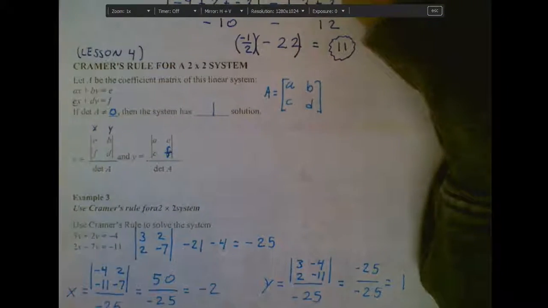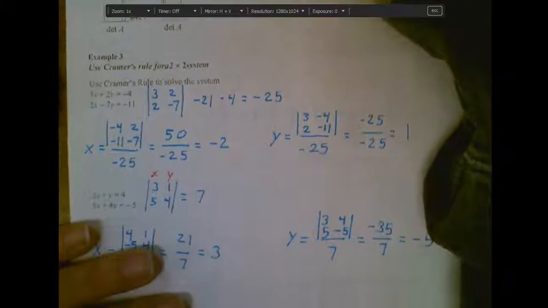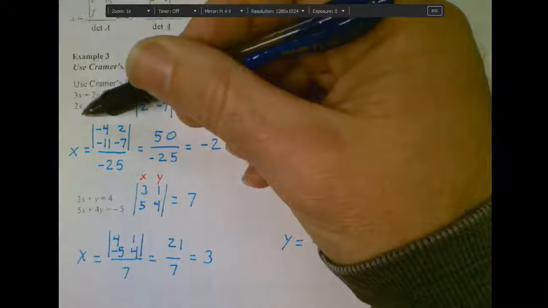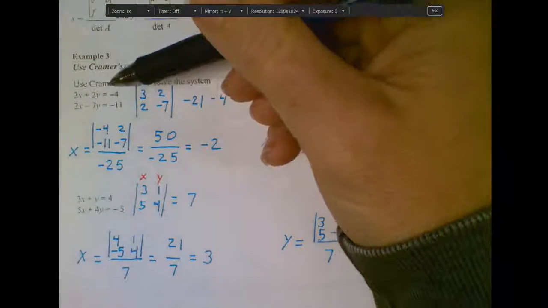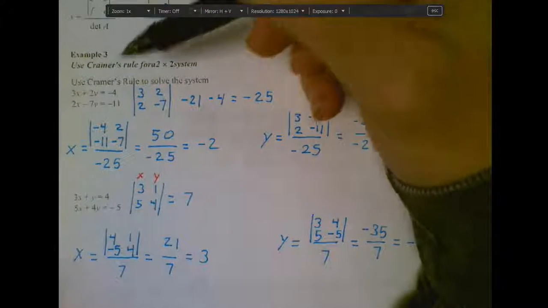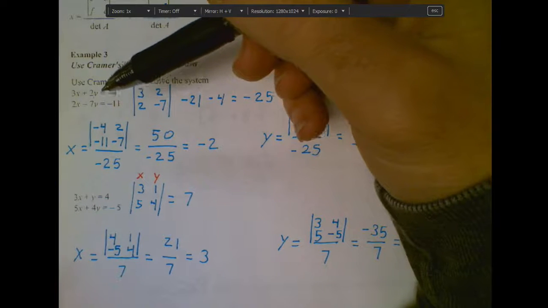So let me show you a couple rounds of that with some real numbers plugged in. All of this is starting with this system of equations, and we are solving for x and y. And so to use Cramer's rule, as explained up above, I start by getting my coefficient matrix.